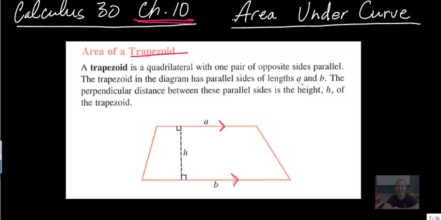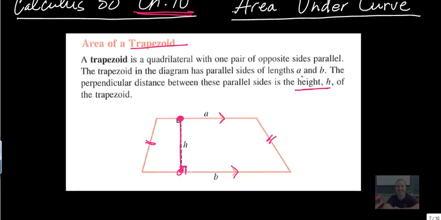It's important to note that the height is not the length of any one of these sides here. It is the height from a point on one of the parallel sides to another point on the other parallel side that forms a 90-degree angle. So it's the direct altitude of this shape. So that's the height.